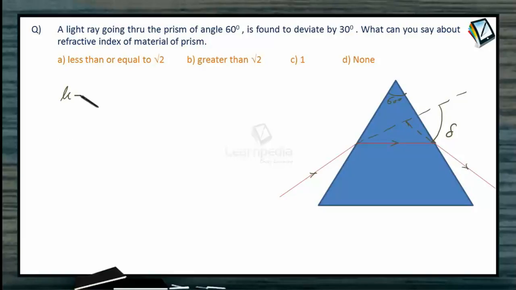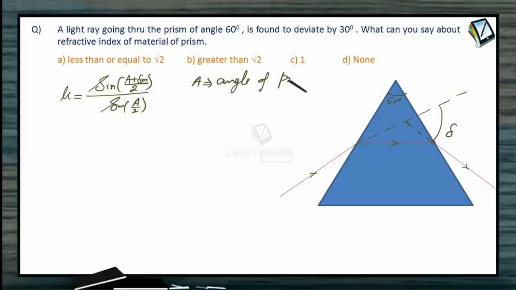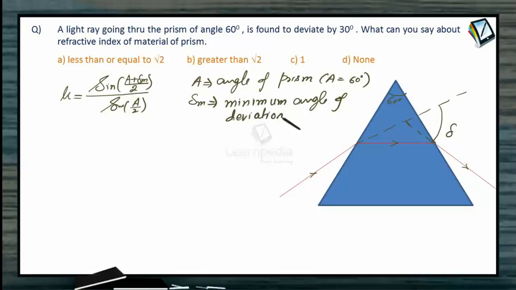We have this formula: mu equal to sine of (A plus delta minimum) divided by 2, divided by sine of A divided by 2. Here A is what? A is the angle of prism, which is 60 degree in this case, and delta M here is the minimum angle of deviation. Means for any prism, delta M is the minimum possible angle of deviation. So mu is related to the minimum angle of deviation like this.